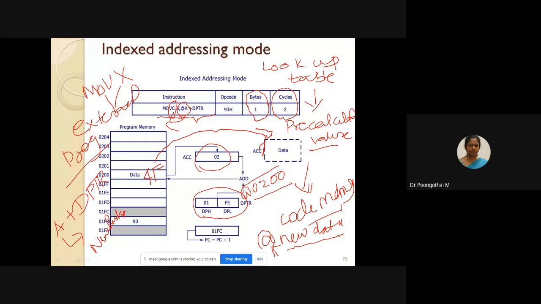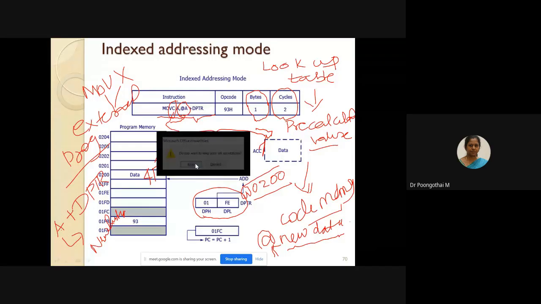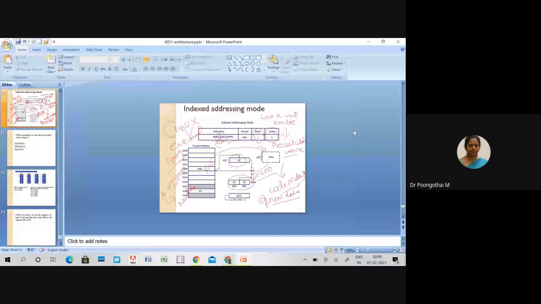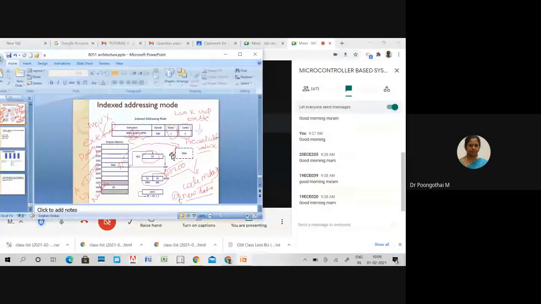To fetch the next data, you have to increment the accumulator, add it with your DPTR, and access that value into the accumulator. In this way, we can access the data elements from a lookup table calculation. Is that clear, ma'am? Yes, ma'am.